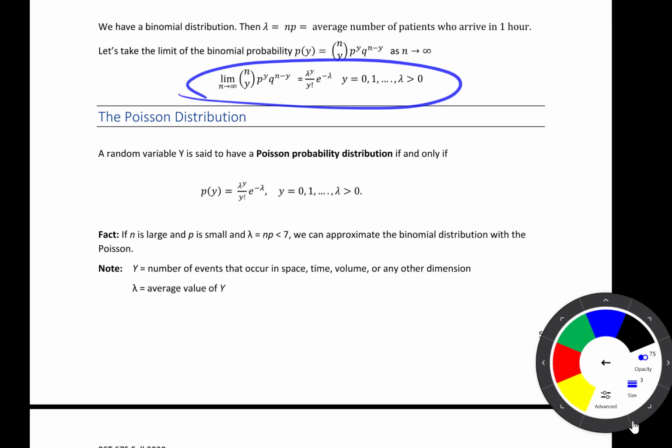And so it ends up if n is large and p is small, and the parameter lambda, equal to n times p, is less than 7, you can actually approximate a binomial distribution with the Poisson. And so here y could be equal to the number of events that occur in space, time, volume, or any other dimension, and lambda is the average value of y.